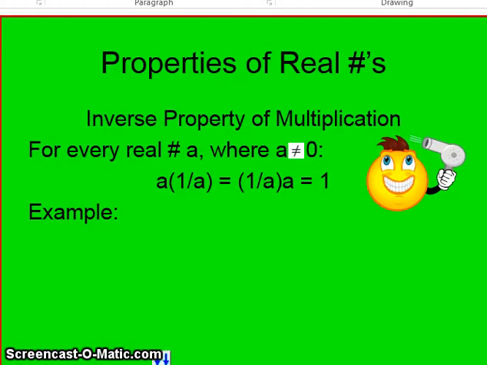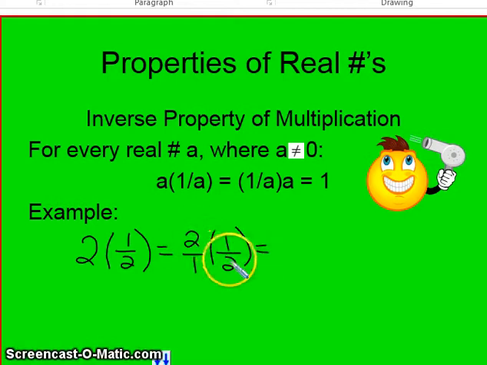Here's an example. If I have the number 2, that's my a, and I multiply it by 1 over 2, or its reciprocal, I should get 1. Now here's why this makes sense. If we write 2 as a fraction, it can be written as 2 over 1. When we multiply it by that reciprocal, 1 over 2, we get 2 divided by 2, and 1 divided by 1, which is just 1. Now this works for everything. Anytime you multiply a number by its reciprocal, you'll get 1.